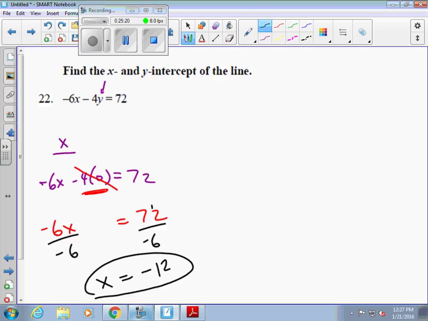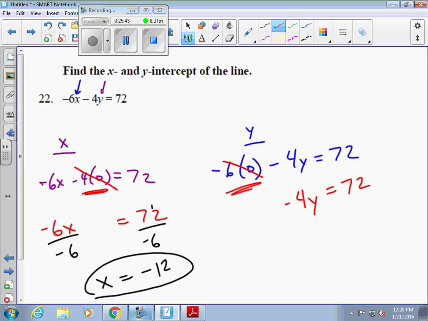In order to find your y-intercept, you're going to do the same thing, except you're going to plug in 0 for the opposite one, x. So negative 6 times 0 minus 4y equals 72. Again, anytime you multiply something by 0, it gives you 0. It eliminates that part of the problem. This part's gone. You have negative 4y then is equal to 72. In order to get y by itself, divide by negative 4. If you do it there, do it here. Y then is equal to, again, a positive divided by a negative is a negative. 4 goes into 7 one time, and you have 3 left over. 4 goes into 32 8 times. Therefore, y's intercept is negative 18.